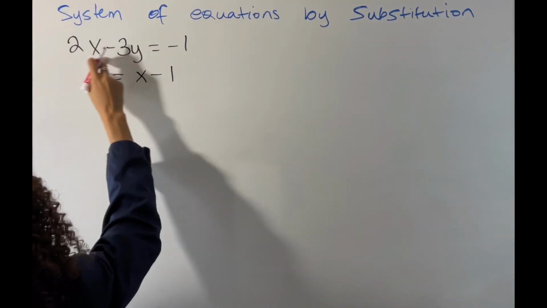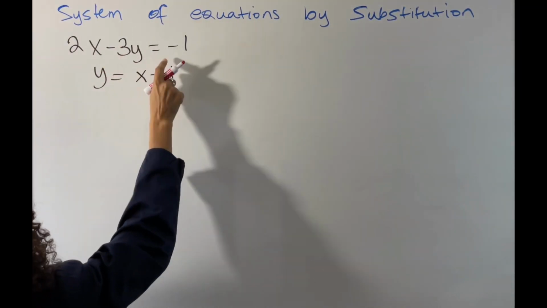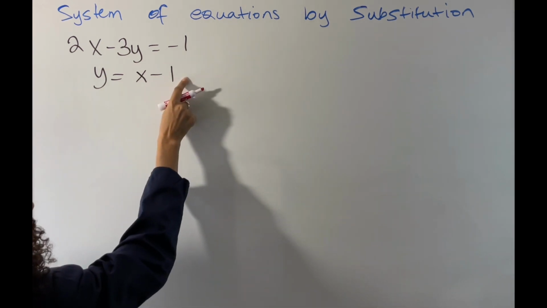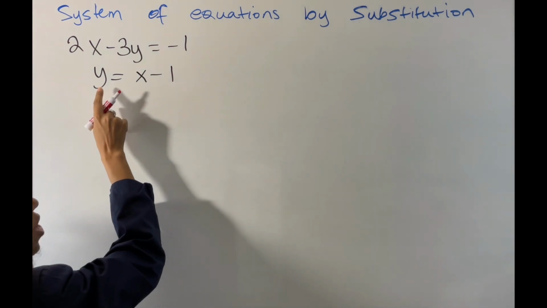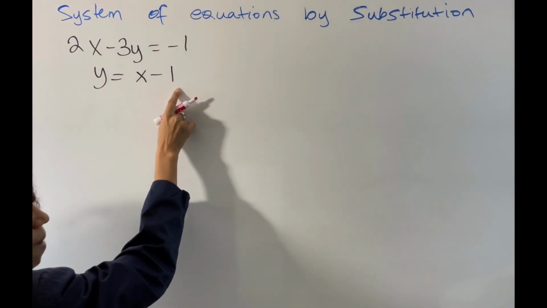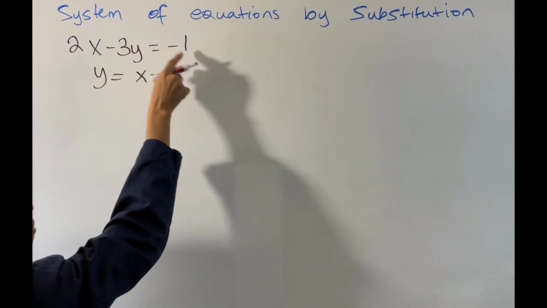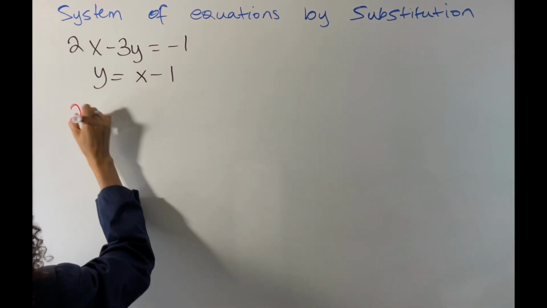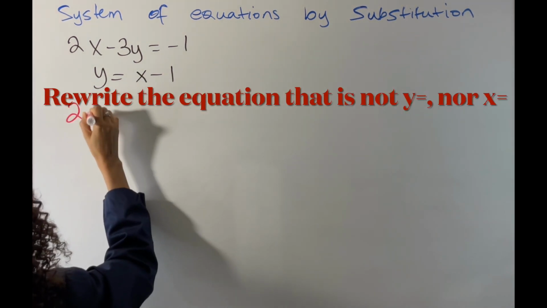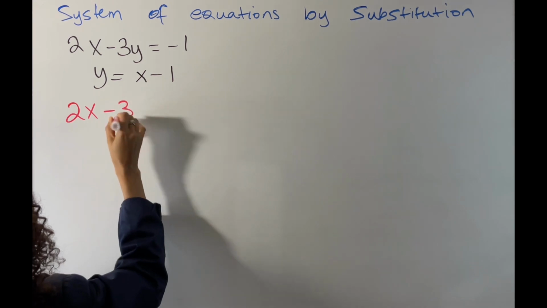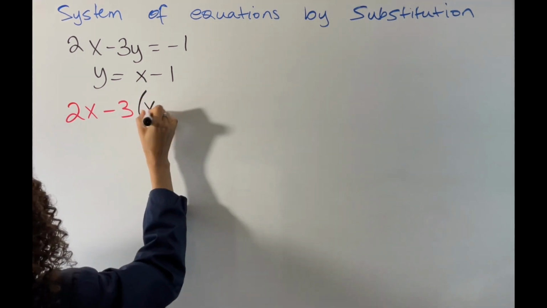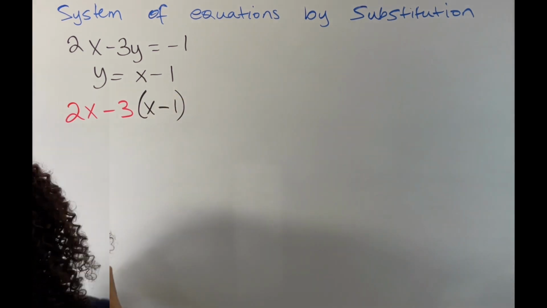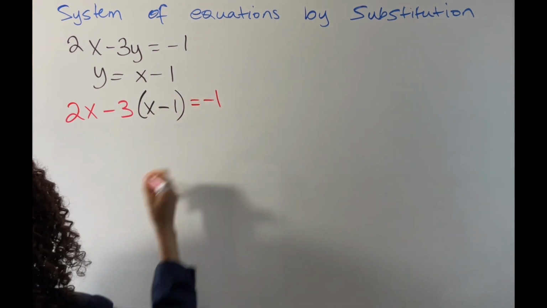So I have my 2x minus 3y equals -1, and I'm going to use the equation y equals x minus 1 to substitute into my first equation. So I'm going to rewrite the first equation, but wherever I see y, I'm going to replace it with what y is in the second equation, and y is x minus 1 in this case, and this equals -1.